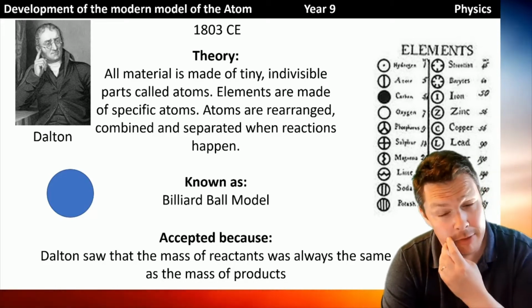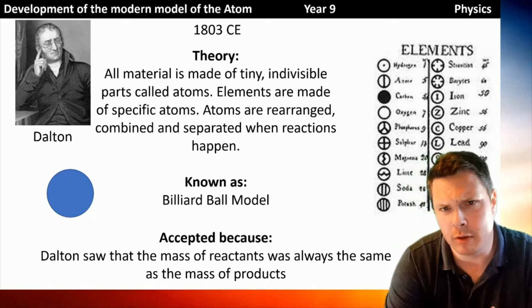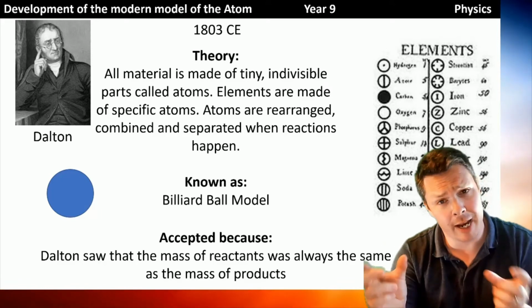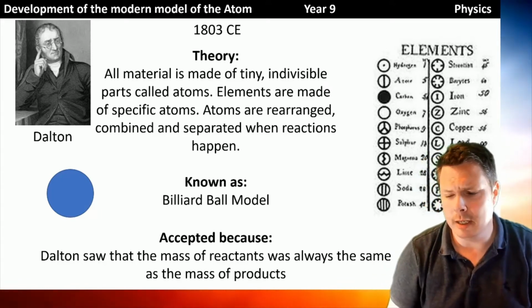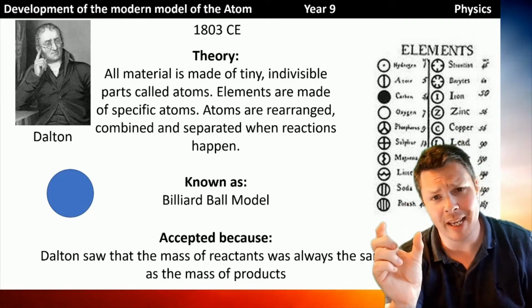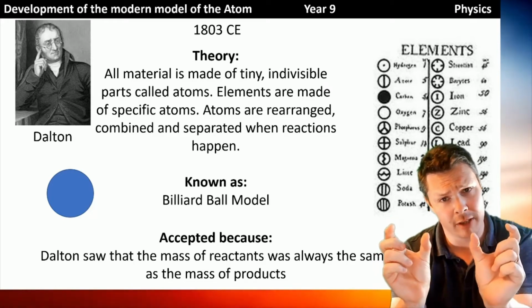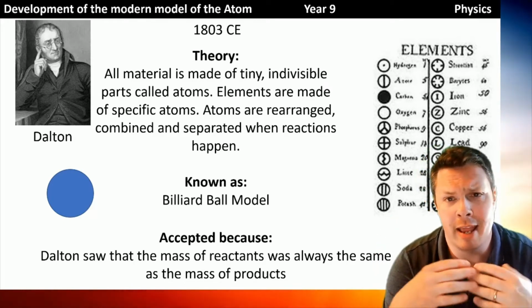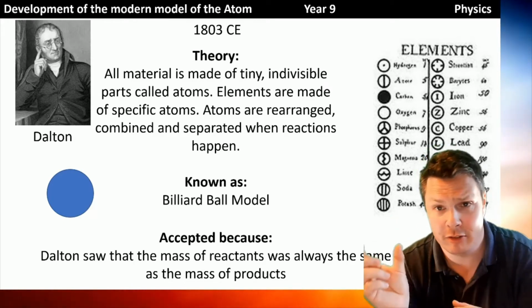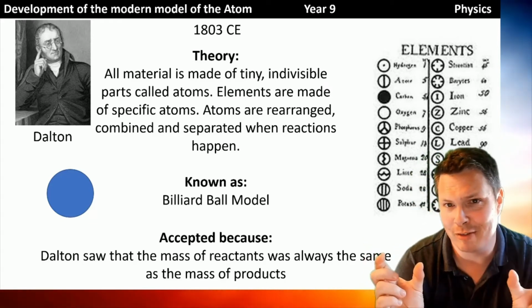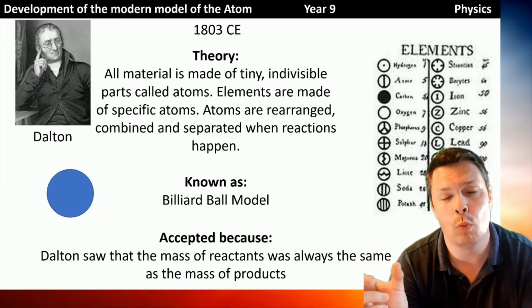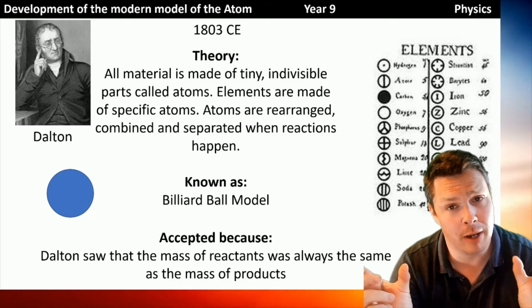Dalton had pretty much the same theory and wanted to take it one step beyond, and he looked at reactions. He looked at the reactants at the beginning, reacted them, and looked at the products at the end. And he noticed that in any reaction, the mass of the reactants was the same as the mass of the products. What you had at the beginning was exactly the same mass as what you had at the end.